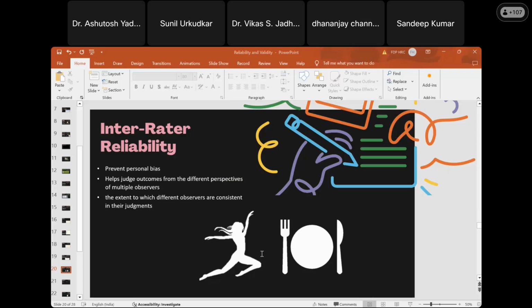Moving on to the next type of reliability, that is inter-rater reliability. As the name itself suggests, here we take the perspective of two or three different raters, or judges, or observers. This method of measuring reliability helps prevent personal bias. Inter-rater reliability assessment helps judge outcomes from the different perspectives of multiple observers.